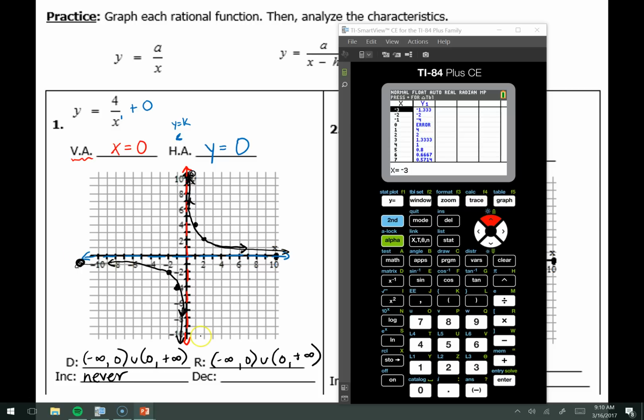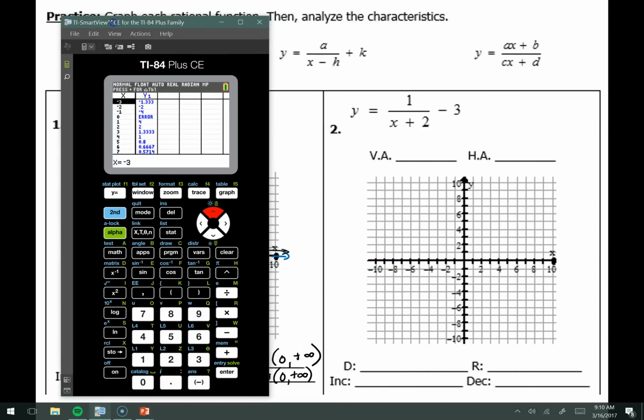Now, the decreasing that's happening starts out at -infinity, because remember, decreasing and increasing are talking about the x's read from left to right. So it's decreasing all the way up to 0, but then it skips 0 because of that asymptote and decreases from 0 to +infinity. That's this right branch. All right, let's do another one like this.